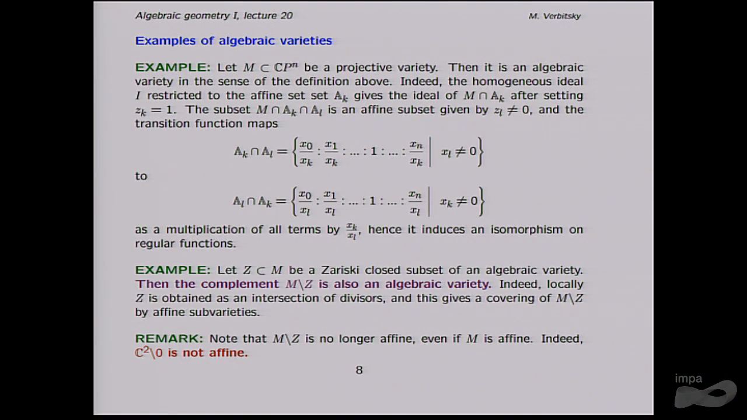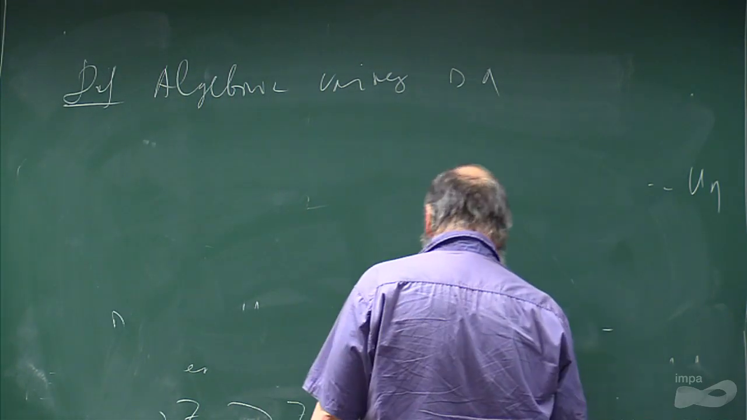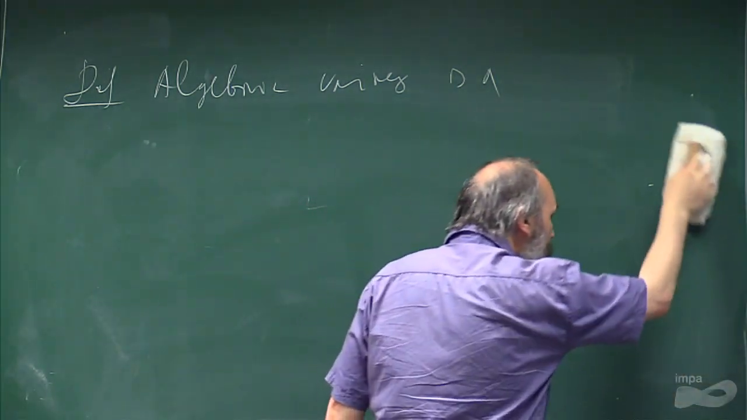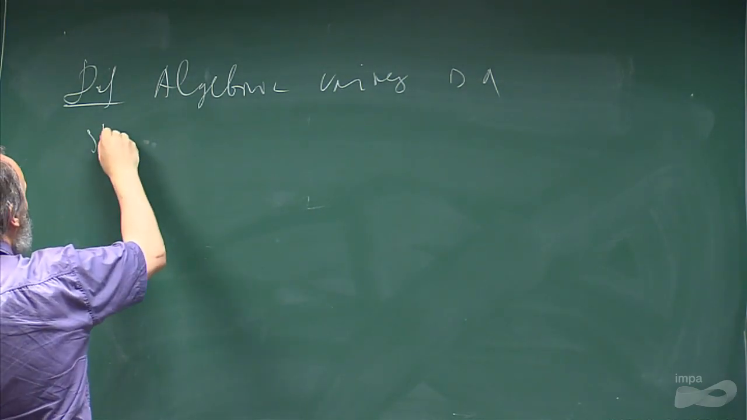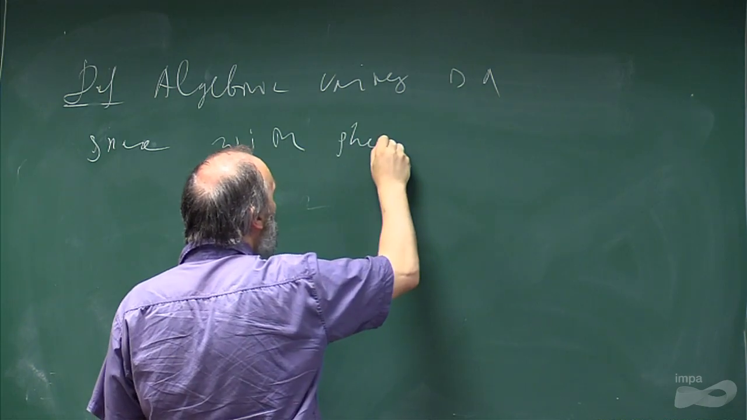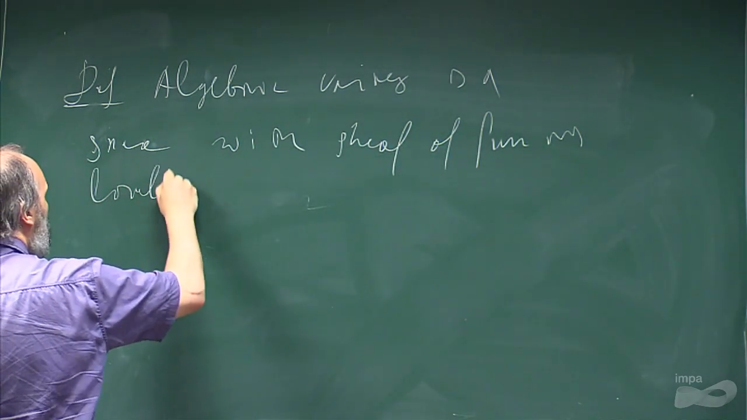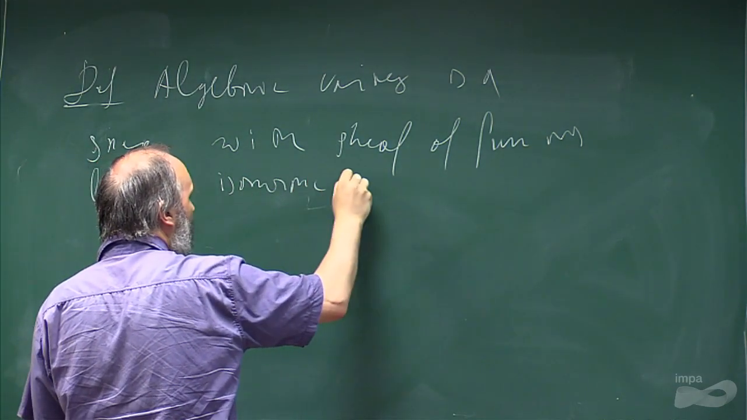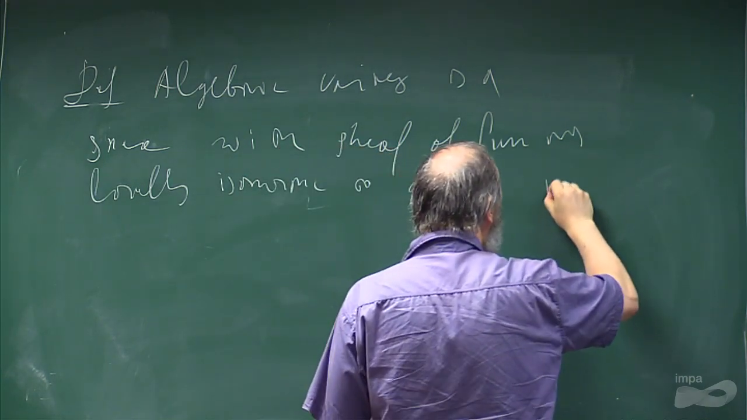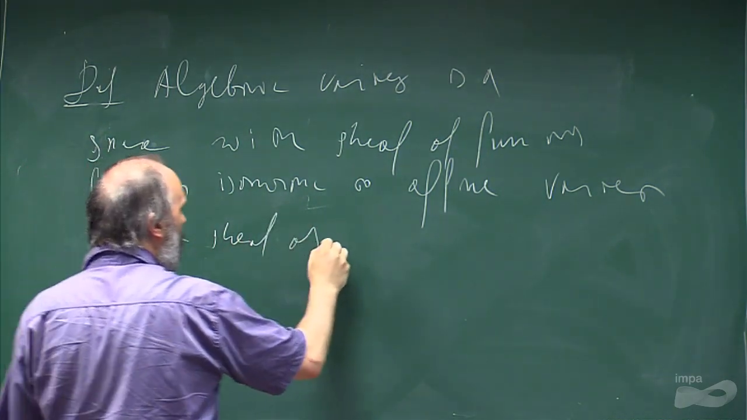This is the last slide. Okay, now the definition of algebraic variety. It's a definition which is almost word by word the same as the definition of smooth manifold which I gave. It is a ringed space, a space with a sheaf of functions, which is locally isomorphic to an affine variety with the sheaf of regular functions.